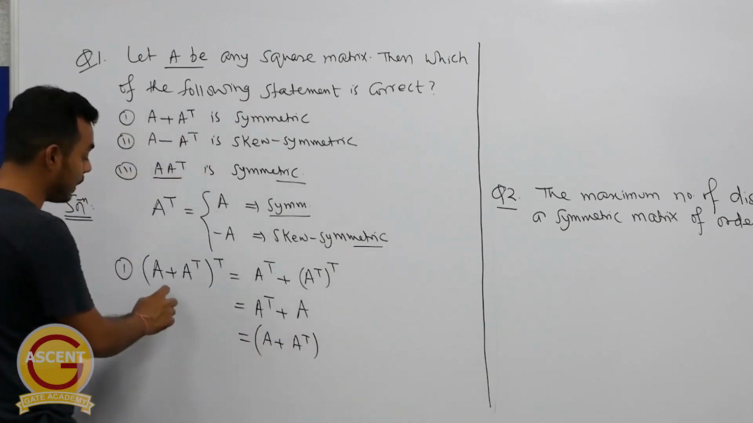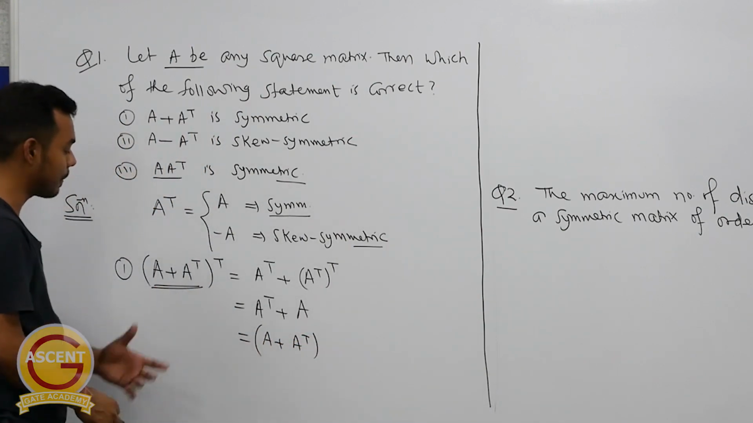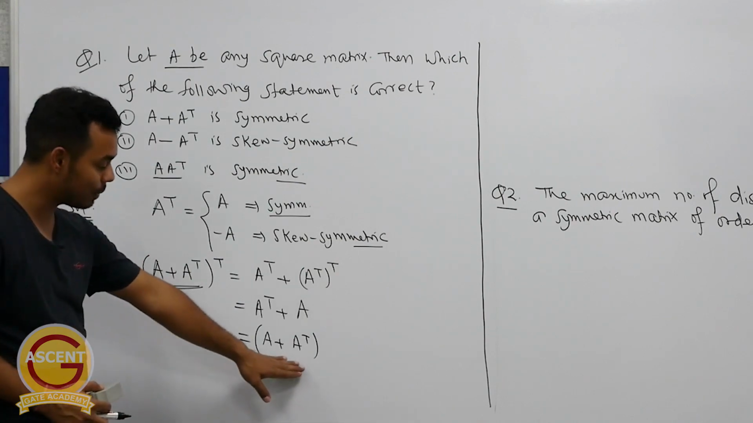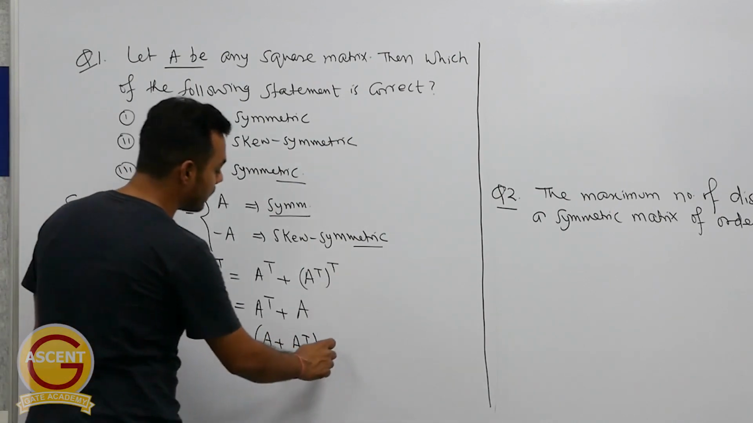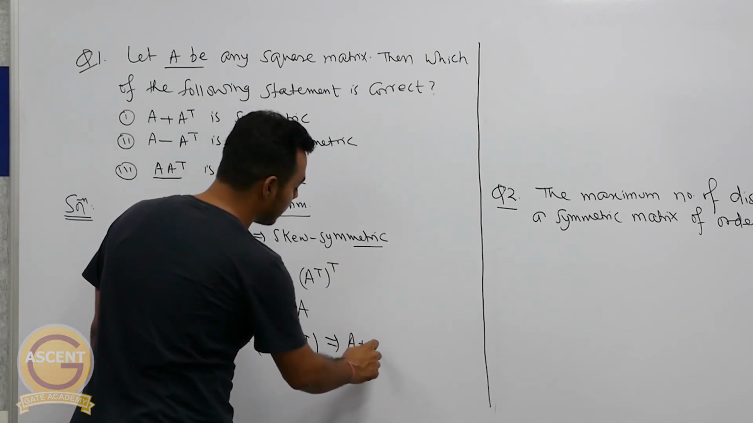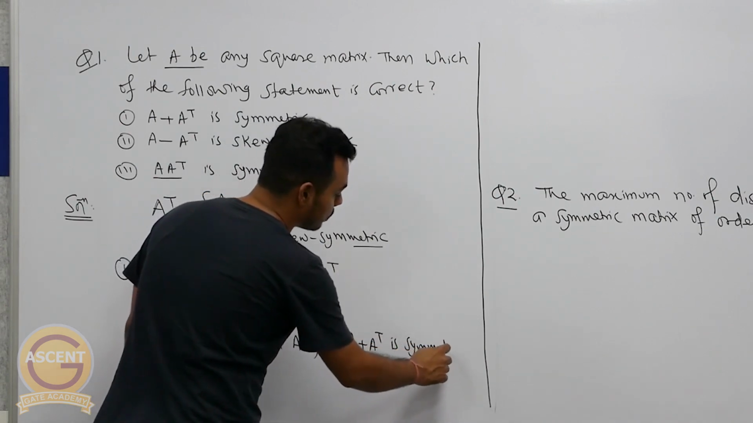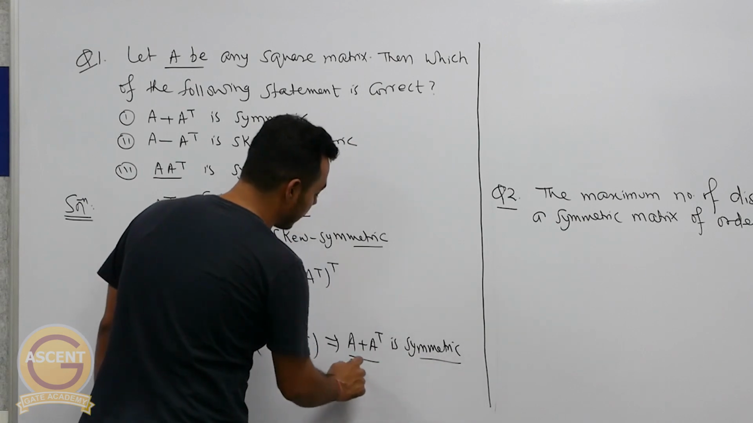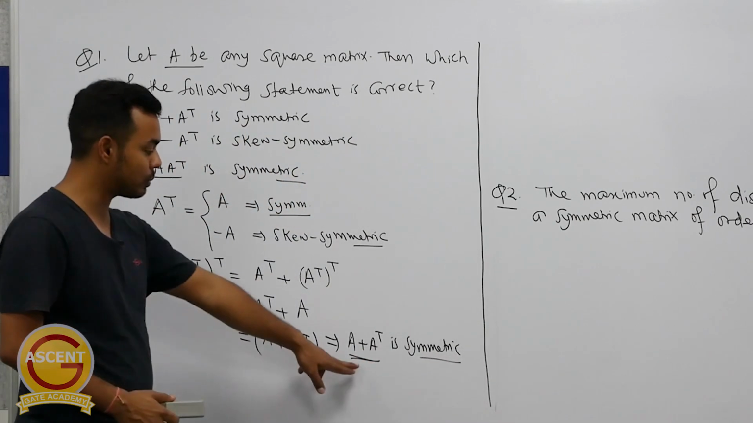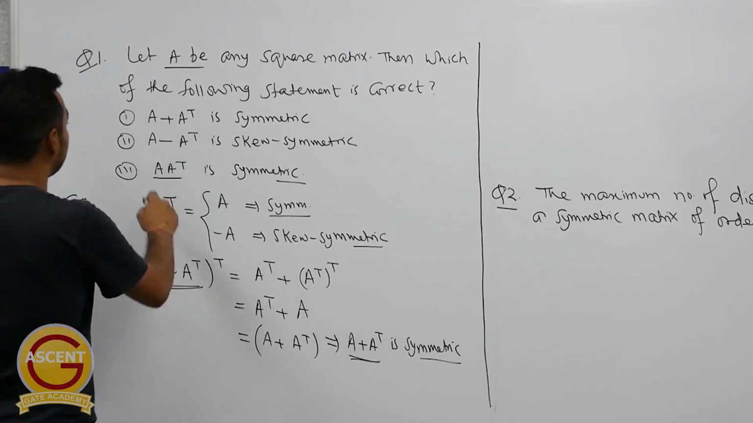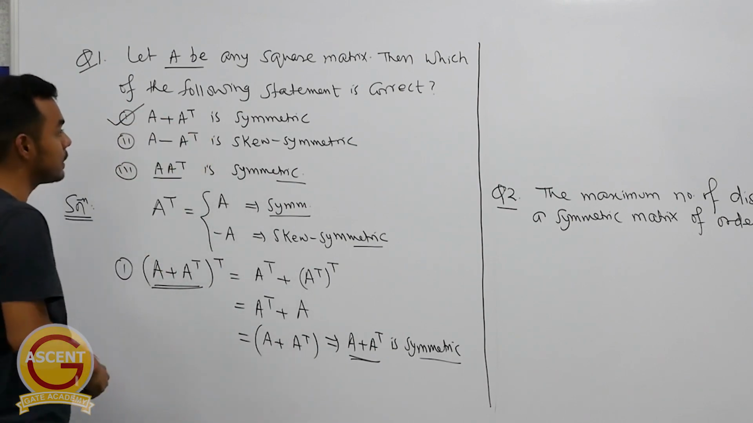So you can see that we have taken the transpose of this matrix A plus A transpose and we have obtained the same matrix. So this means A plus A transpose is a symmetric matrix. Since the transpose of A plus A transpose is the same matrix A plus A transpose, therefore A plus A transpose is symmetric. So our first statement is correct: A plus A transpose is symmetric.